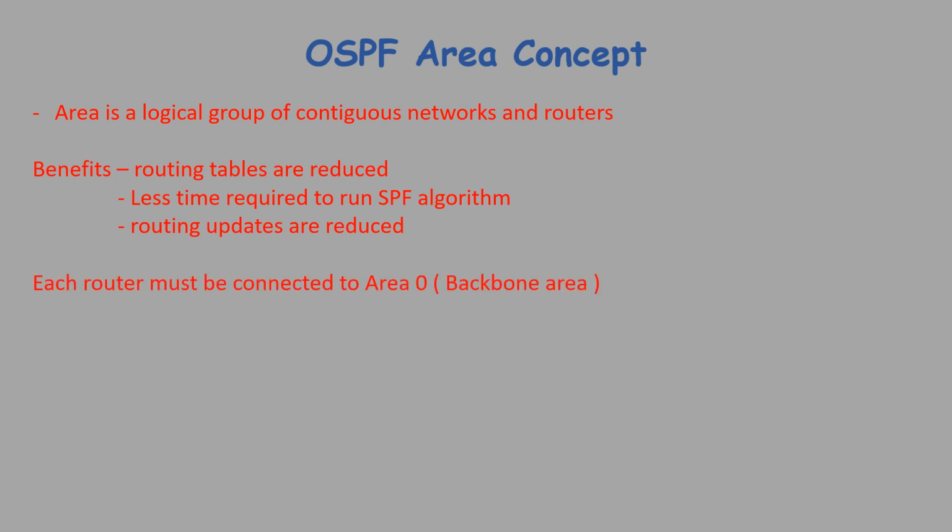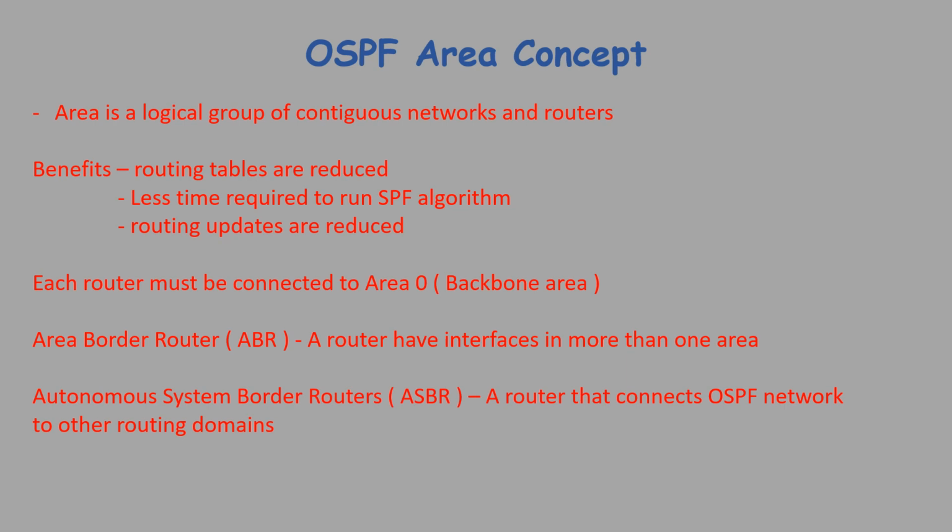Each area in an OSPF network must be connected to the backbone area, also known as area 0. All routers inside an area must have the same area ID in order to become OSPF neighbors. A router that has interfaces in more than one area, for example area 0 and area 1, is known as an area border router. A router that connects an OSPF network to another routing domain, to an EIGRP network for example, is called an Autonomous System Border Router, that is ASBR.